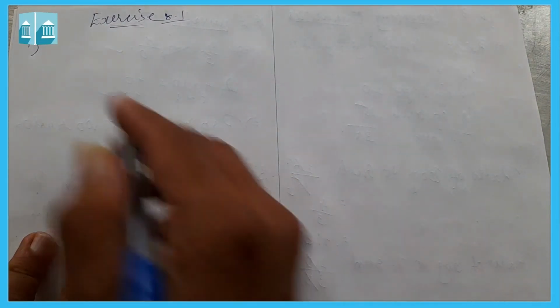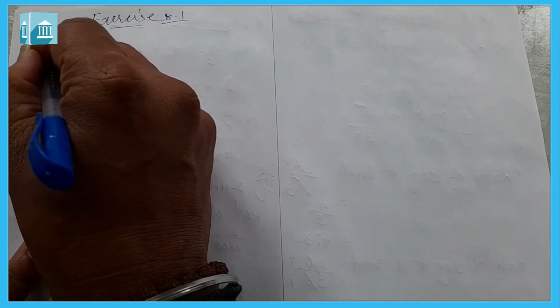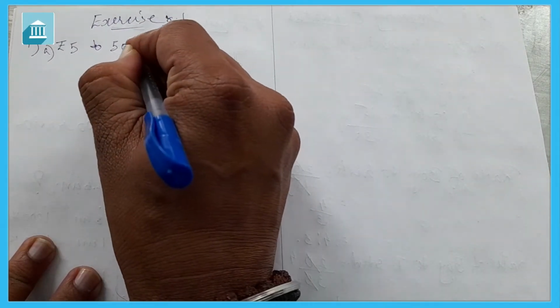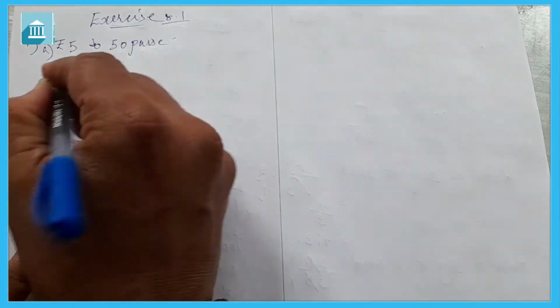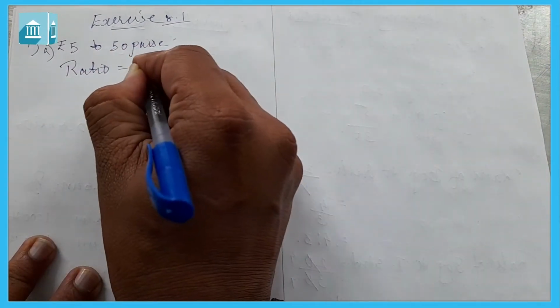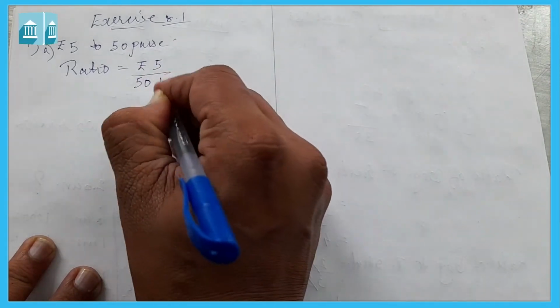In exercise 8.1, question number 1, find the ratios of rupees 5 to 50 paise. Here it is given, part A, rupees 5 to 50 paise. We know the ratio is equal to rupees 5 upon 50 paise.